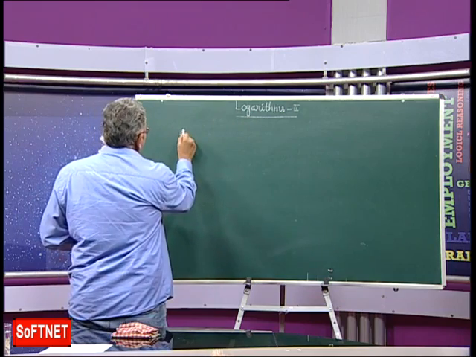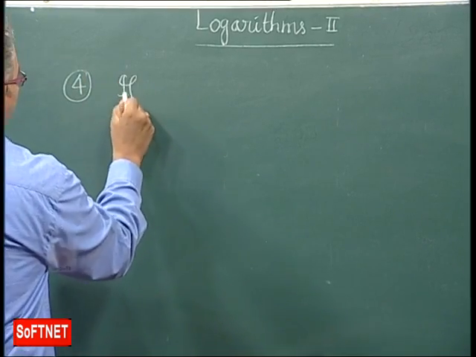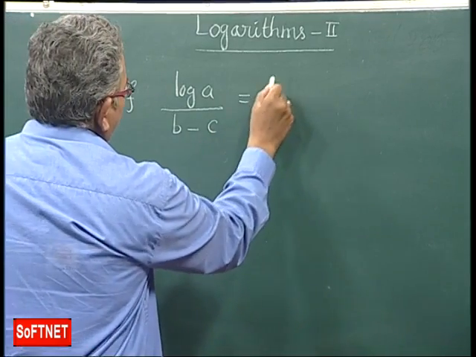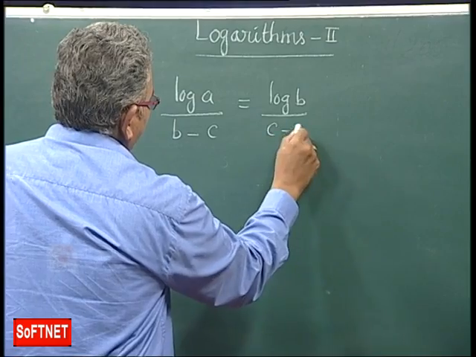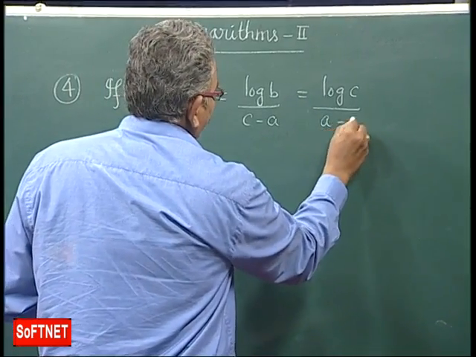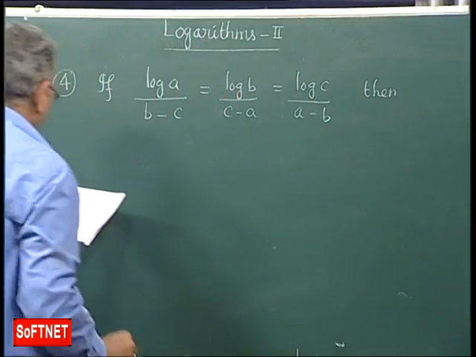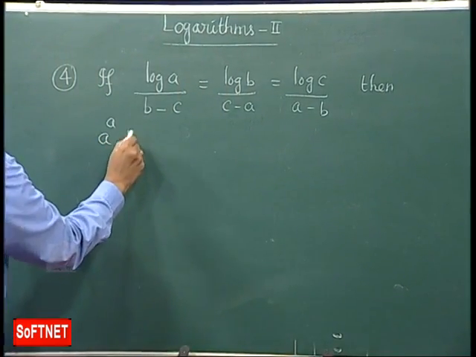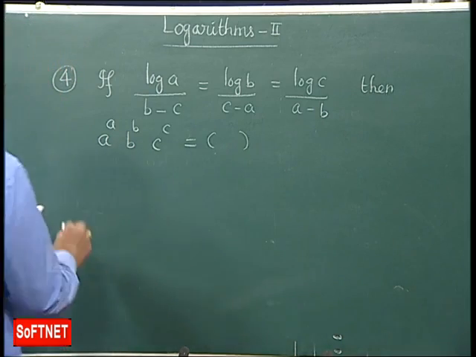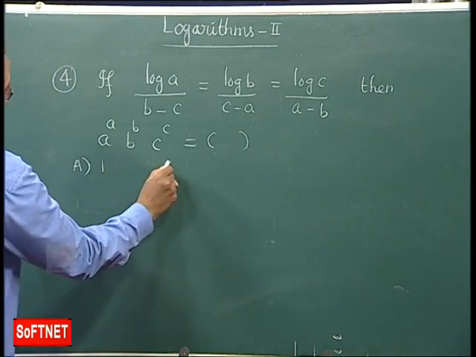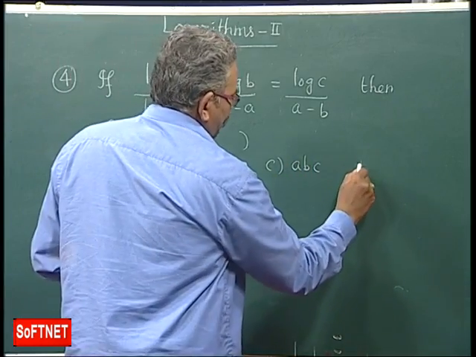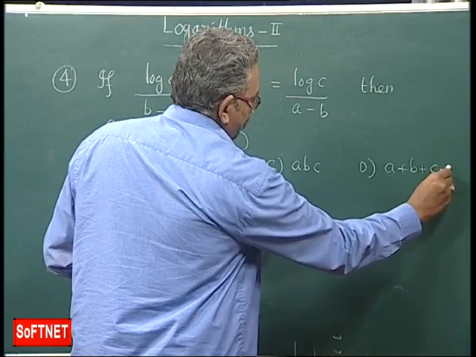Now, fourth one. If log A by B minus C is equal to log B by C minus A, equal to log C by A minus B, then A to the power of A into B to the power of B, C to the power of C equals to: A, 1; B, 2; C, A B C; D, A plus B plus C plus 2.